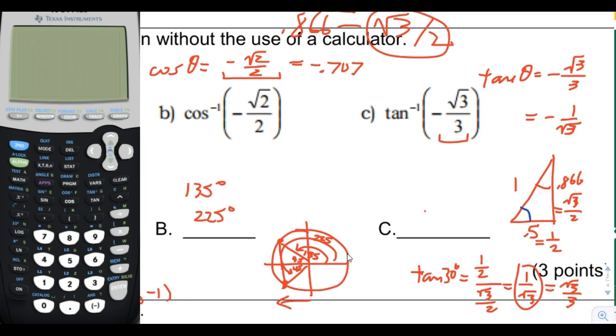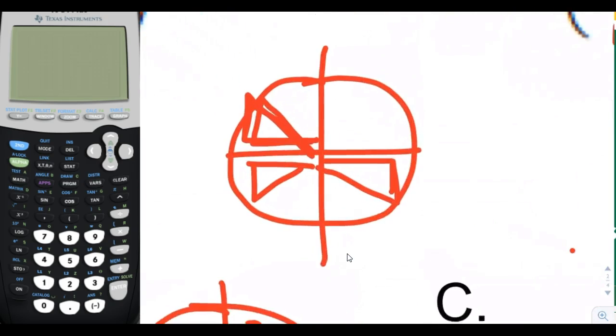Okay, since it's -1/√3, it's obviously not quadrant 1. So now I need to draw a picture, and I'm going to have a 30-degree triangle. It's going to be either this triangle, or maybe this triangle, or maybe this triangle. Let's figure out which one it is, okay?